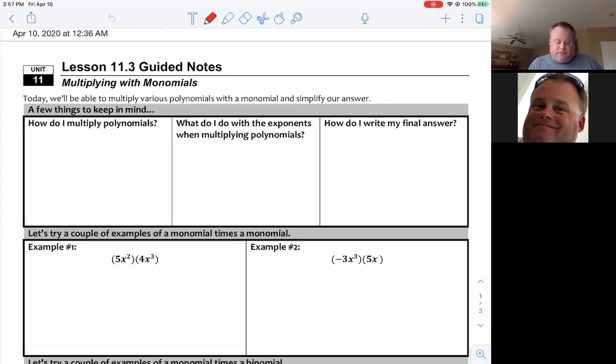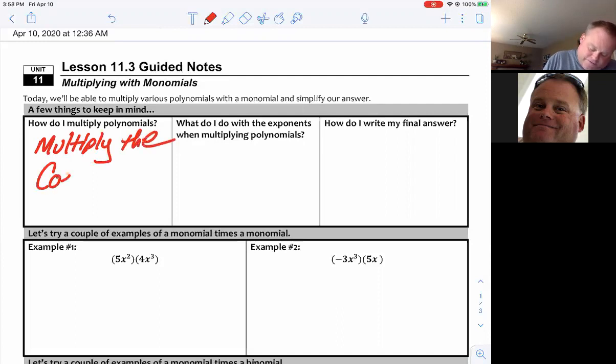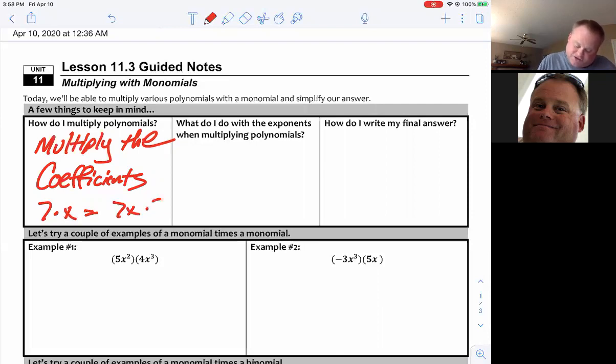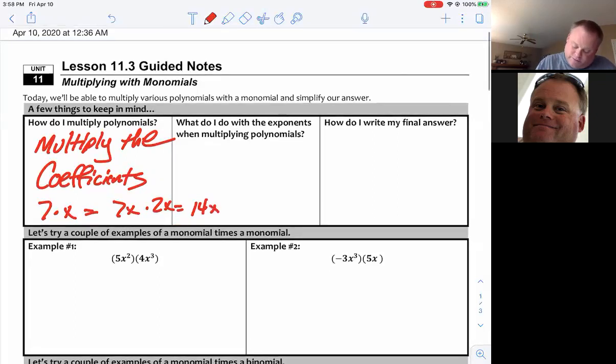So here we go. It says, how do I multiply polynomials? Well, you multiply polynomials by multiplying the coefficients. So you've seen this in the past where we have like 7 times x, and that is 7x. And if I have 7x times 2x, then you know that this is going to be 7 times 2 is 14, and x times x, same base times same base, I add the exponents, and this would be 14x squared. You've seen this, we did in property of exponents, should be pretty straightforward.